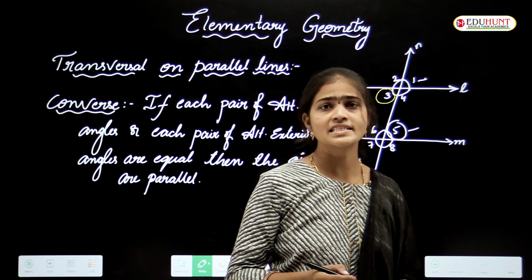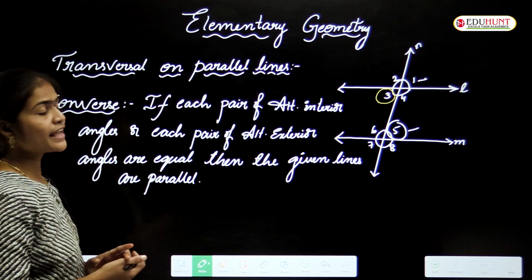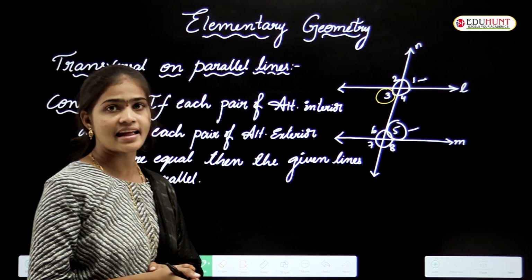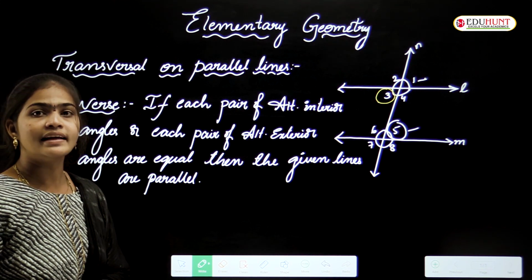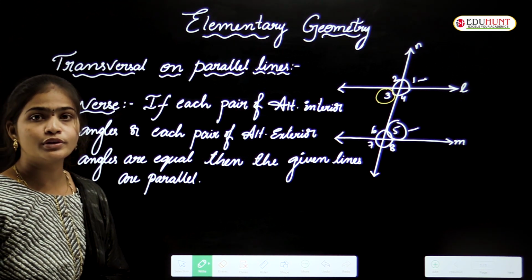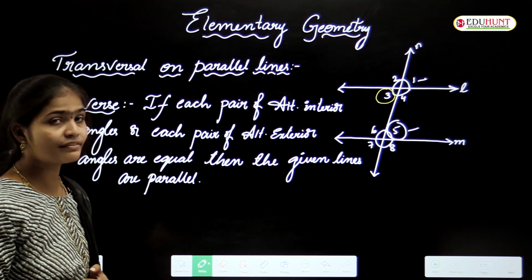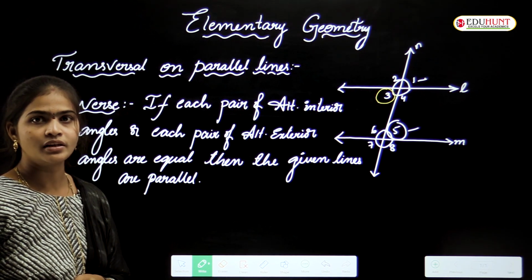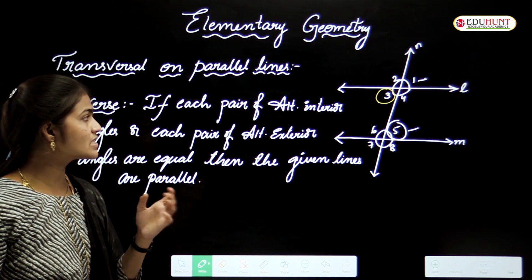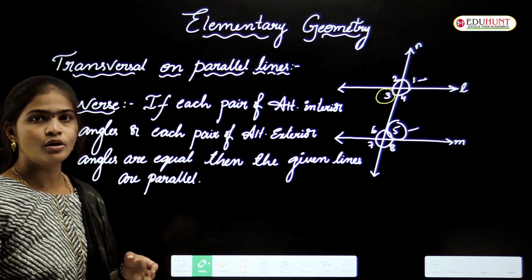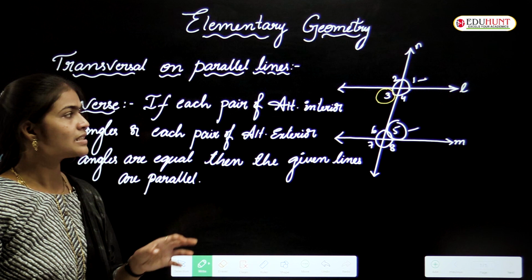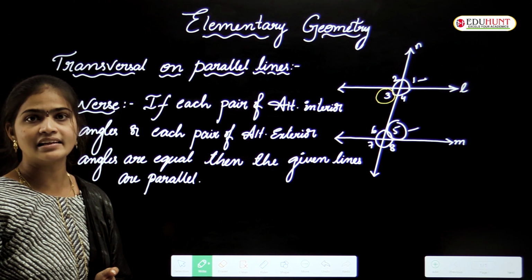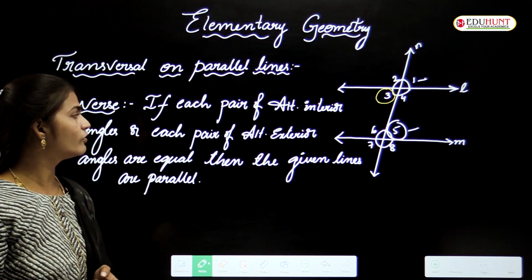Okay, once observe that converse statement. What is that? If each pair of alternate interior angles or each pair of alternate exterior angles are equal, then the given lines are parallel. I told you that in that question, if they directly given that the lines are parallel, then directly we can say that alternate interior angles are equal. But here in this question, they are not giving any condition that the given lines are parallel or intersecting. They just given some angles. So by using those angles, is it possible to say that the given lines are parallel or not? Yes, we can say that.